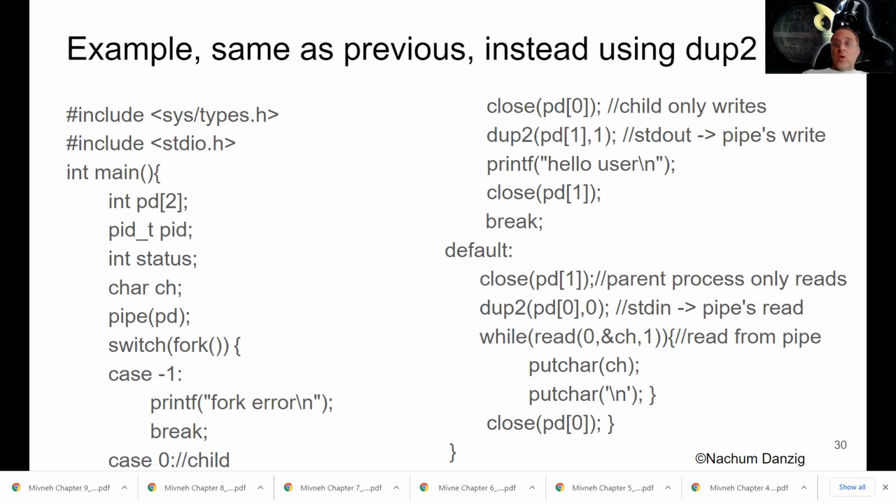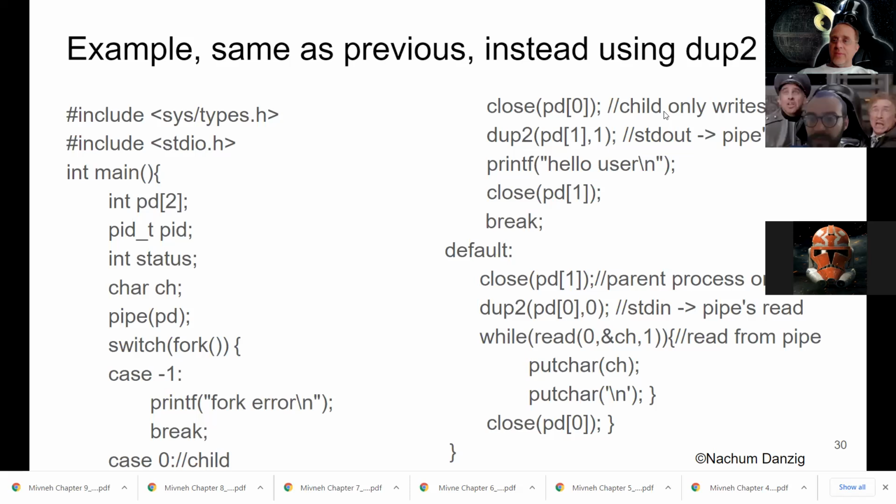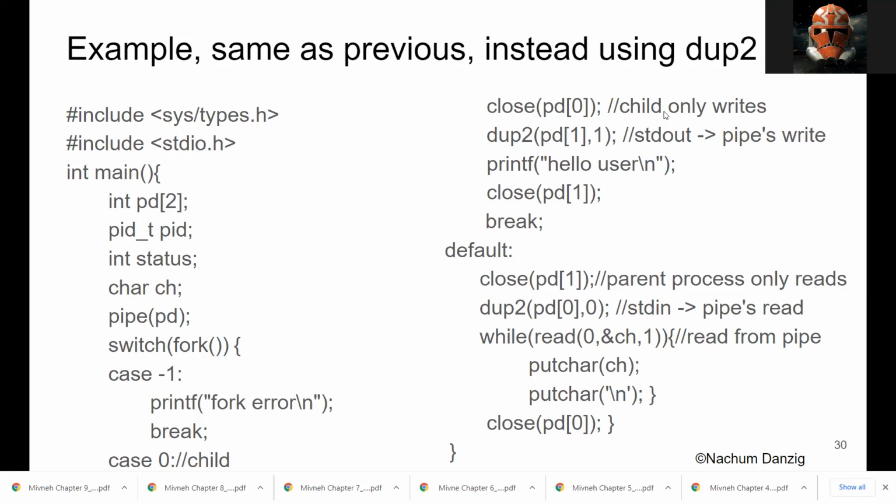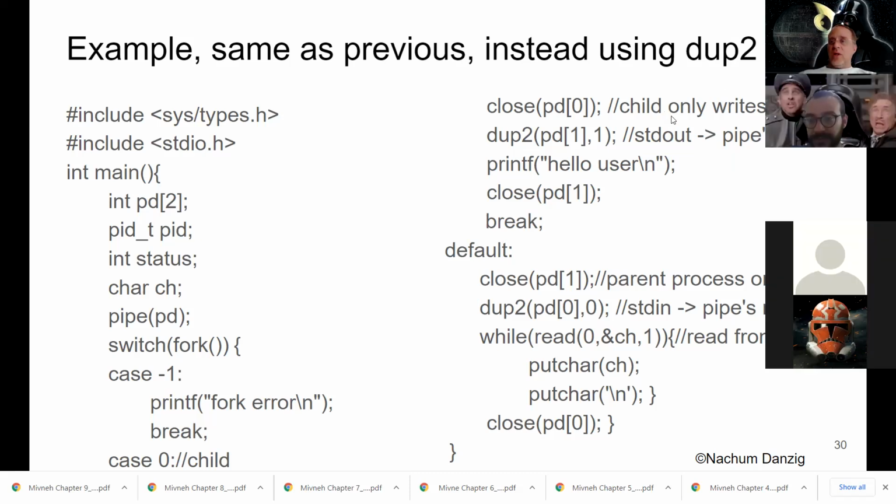So close PD of 0 means that I'm going to close the pipe. Then I'm going to do dup 2 with the right side of the pipe and 1. So wait a second. 1 is already pointing to what? Everybody together? What's 1 pointing to? The standard output. 1 is pointing to the standard out.